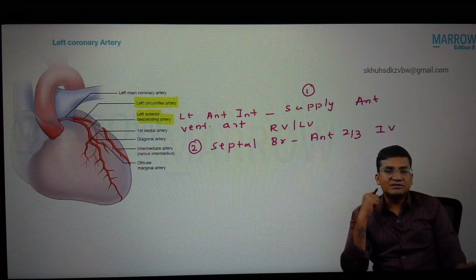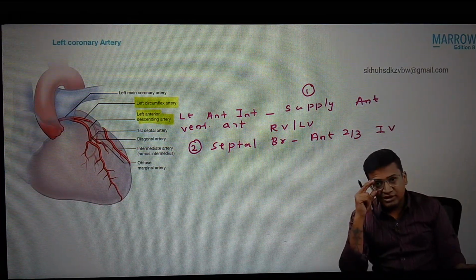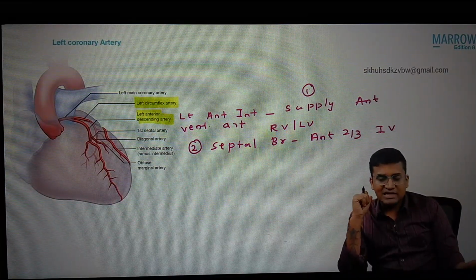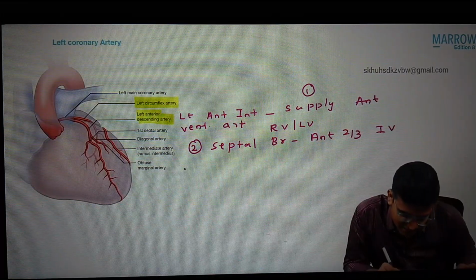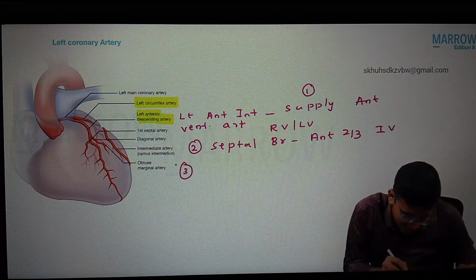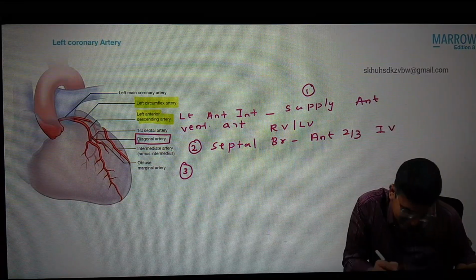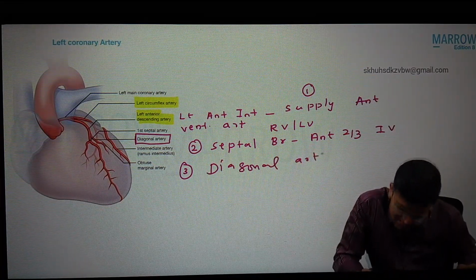So the interventricular septum is supplied by the anterior and posterior interventricular arteries. The posterior interventricular artery supplies the posterior 1/3 of the interventricular septum. The anterior interventricular artery supplies the anterior 2/3 of the interventricular septum. Okay, right. Number 3. Now the anterior interventricular artery also gives a diagonal artery.